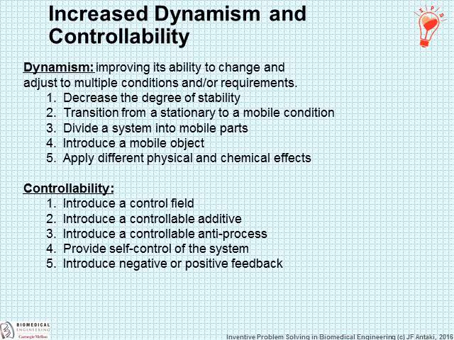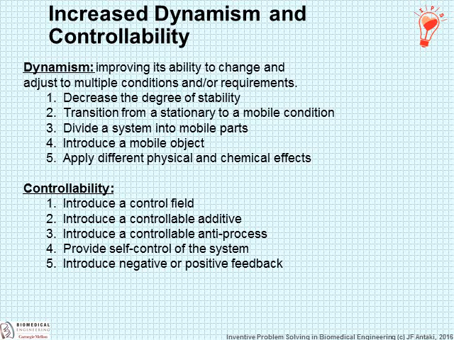So in summary of what we could do as far as increasing dynamism and controllability: with respect to dynamism, we can improve the ability to change and adjust to multiple conditions or requirements, meaning we decrease the degree of stability. You can transition from a stationary to a mobile condition, which is pretty obvious. Divide a system into mobile parts. Remember segmentation. Introducing a new object that's mobile. Apply different physical and chemical effects to different regions, separation in space.